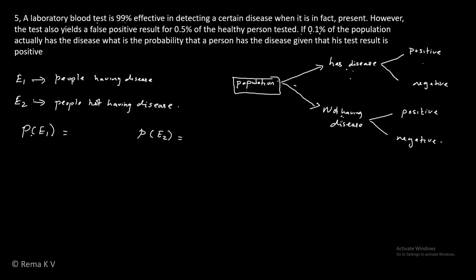If 0.1% of the population actually has the disease. See this sentence, if 0.1% of the population actually has the disease. So probability of people having disease is 0.1%. Okay, now what about this probability of E2? This is equal to 1 by 1000.